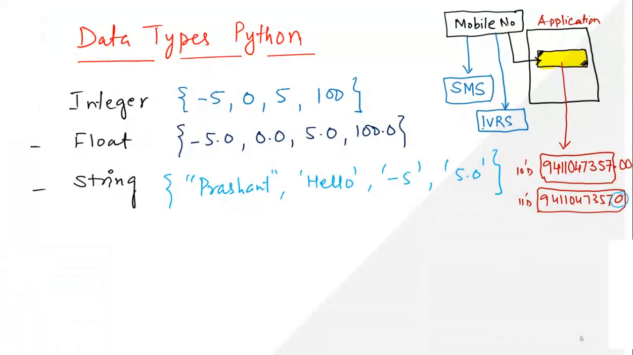So whenever we are creating some Google form or some application, we have to give the data types, and we have to give the length of those data types also.